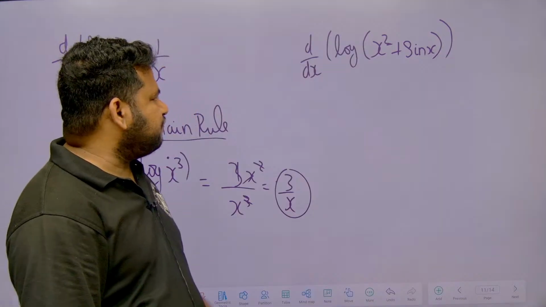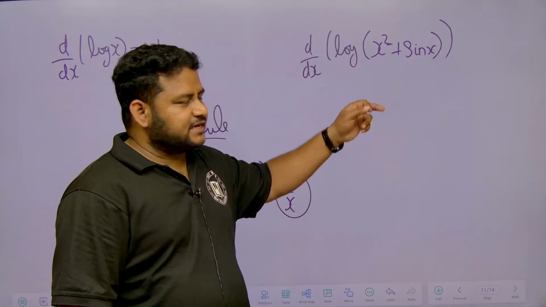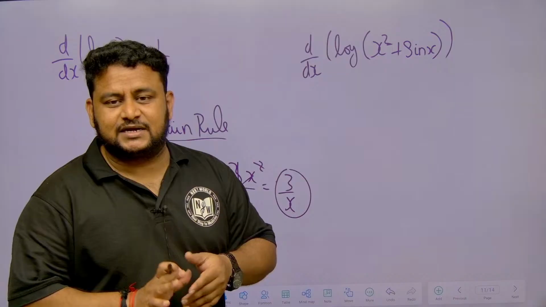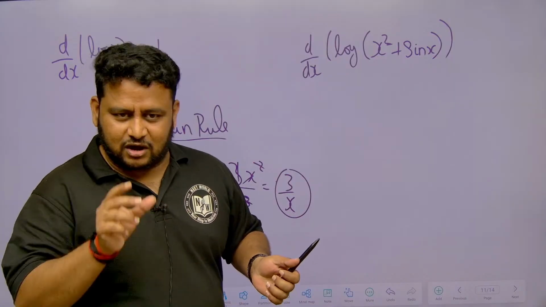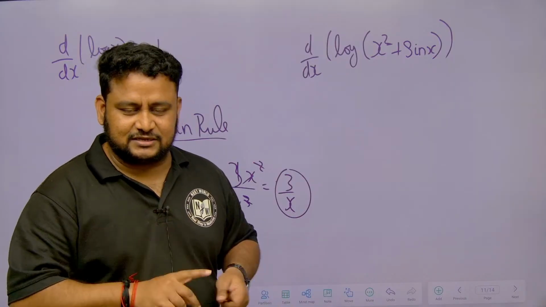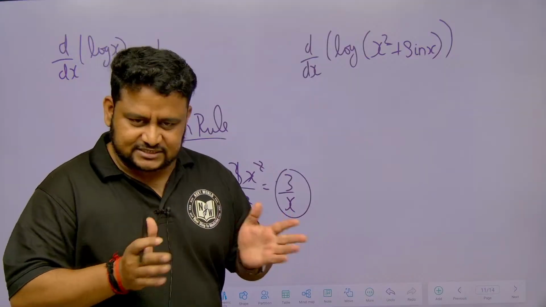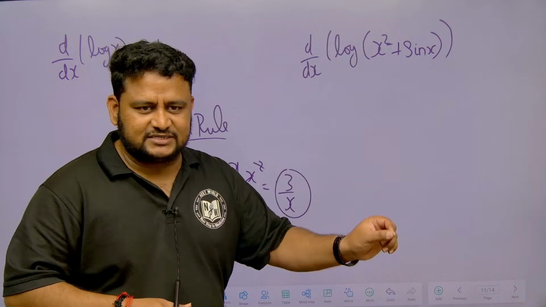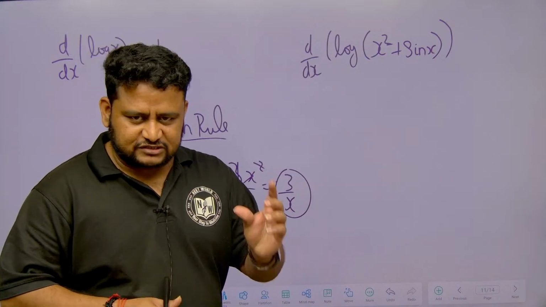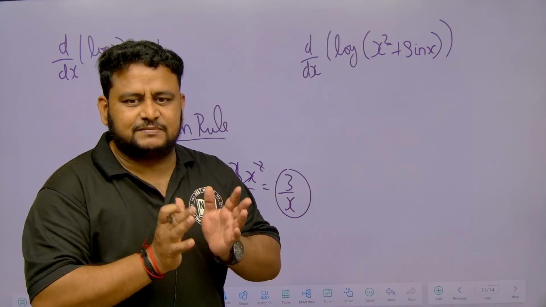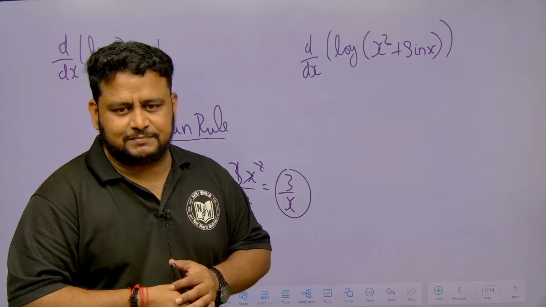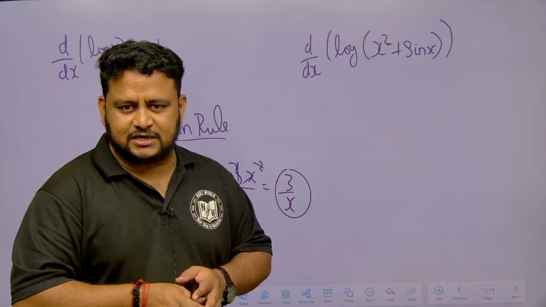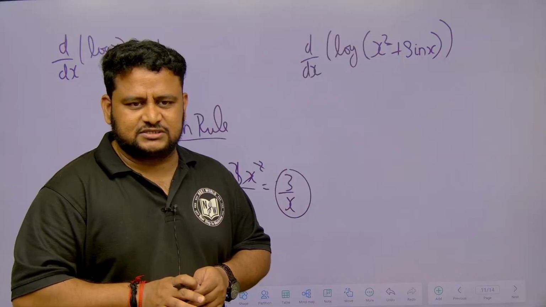d by dx of log of x square plus sin x. Log cannot exist independently. For log, some value should be there, x or something like that. Sin also cannot exist independently. For sin also some value should be there, that angle. You cannot just write sin and leave it. For sin a value like x or theta should be there. Then only the sin function will be there. Sin function cannot exist independently. Any other trigonometric functions also cannot exist independently.